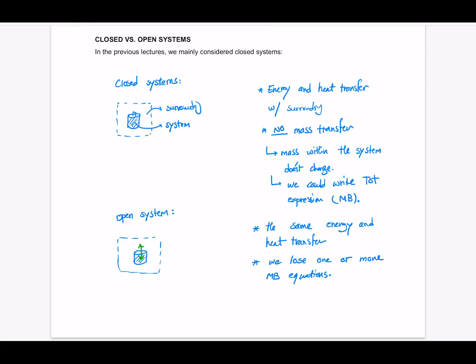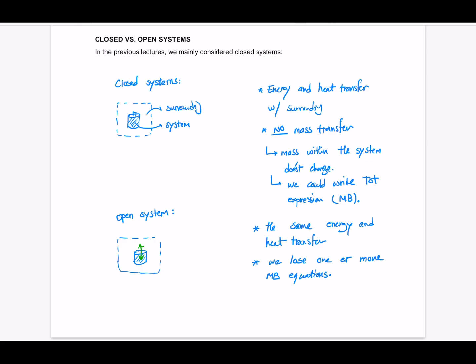Because if you remember, we had n unknowns and n equations, but now we're actually losing one of them, because some of the species, it doesn't need to be all, might leave the system or might be introduced to the system. So that we don't know exactly what the mass balance is, or there's no mass balance for that species when we only talk about the system.